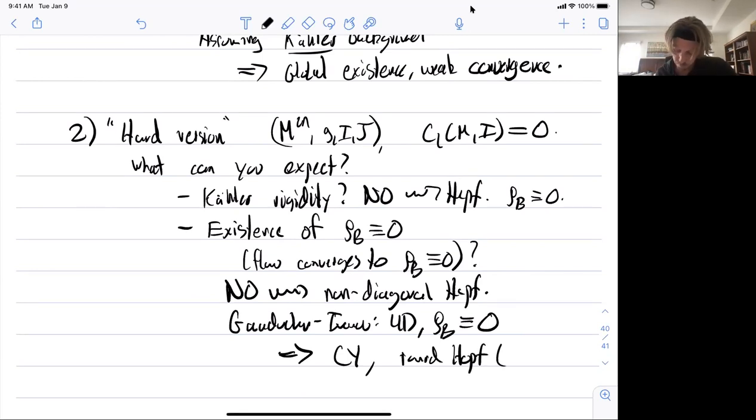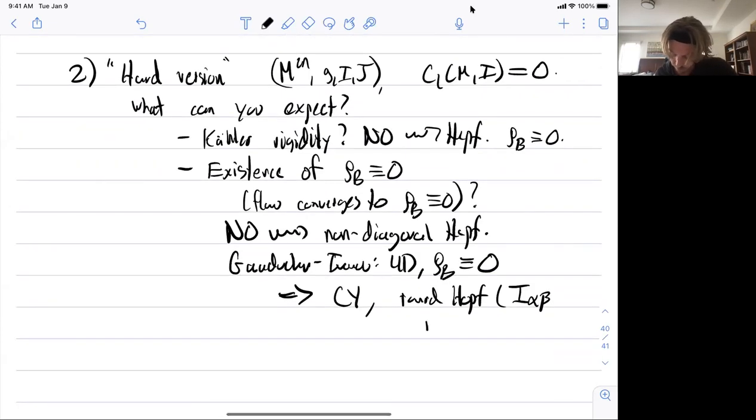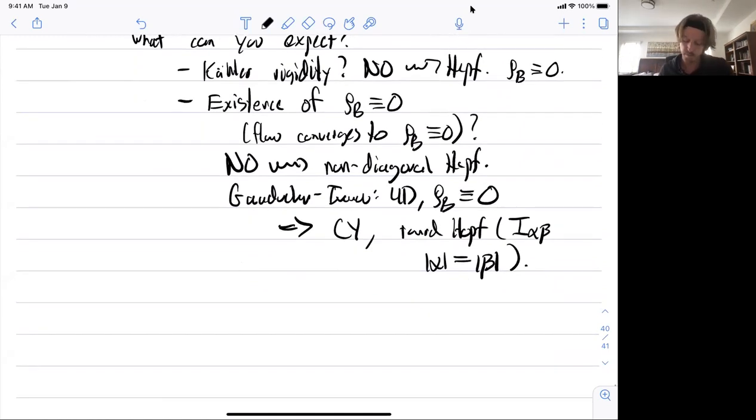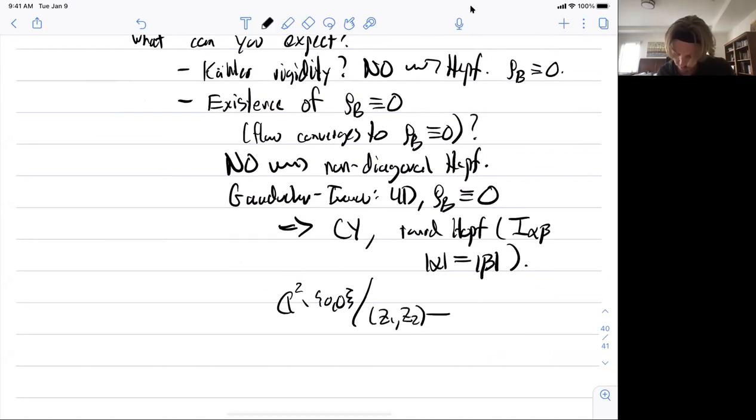And in particular, your complex manifold has these 2 parameters, alpha, beta. What I mean by round here is that these 2 moduli are the same. So we realize these Hopf surfaces as quotients. I'm writing everything out of order. So C2 minus the origin modulo (Z1, Z2) goes to (alpha Z1, beta Z2). Let me sort of box this off.